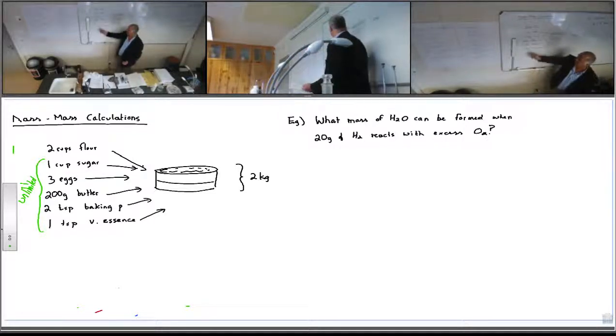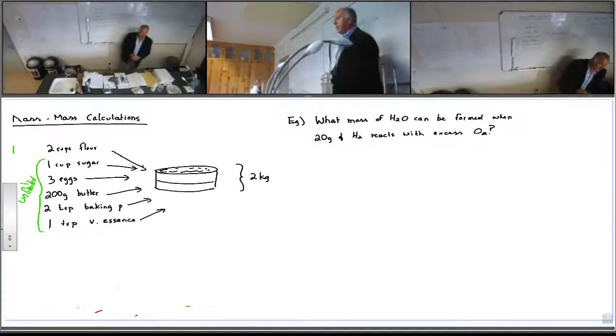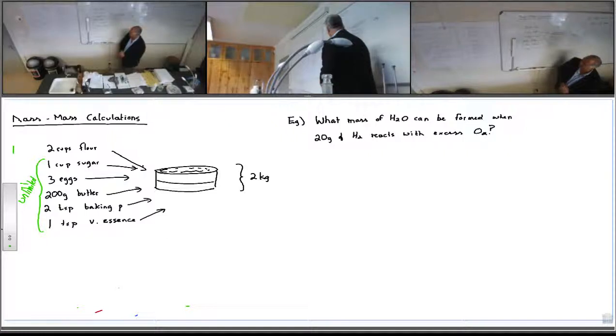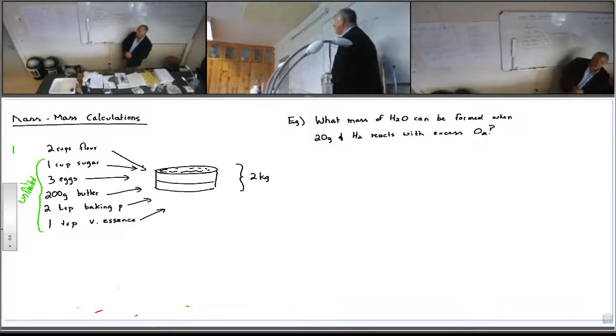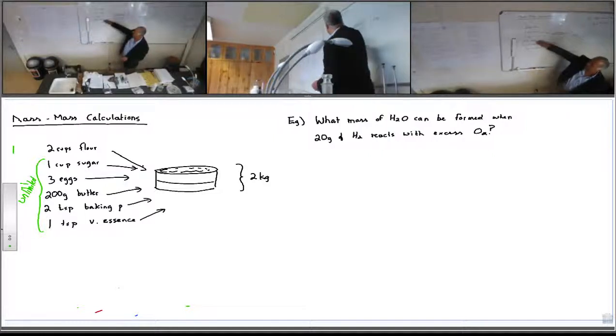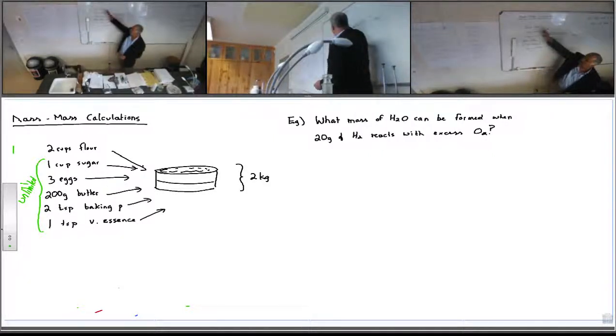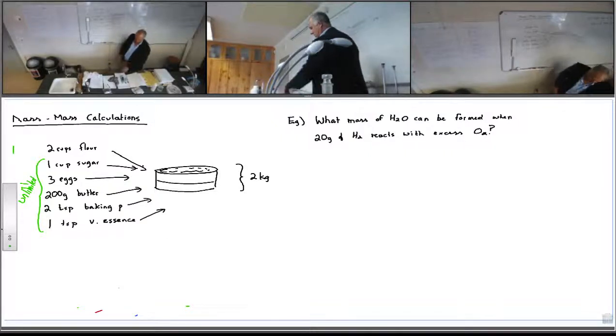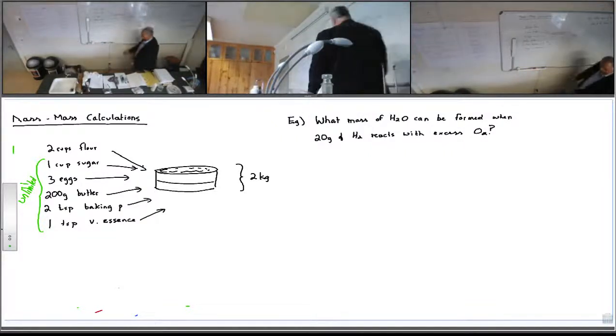If I said we only had 3 teaspoons of vanilla essence. We had unlimited baking powder, unlimited butter, unlimited eggs, unlimited sugar. 10 cups. So let's just modify that slightly.